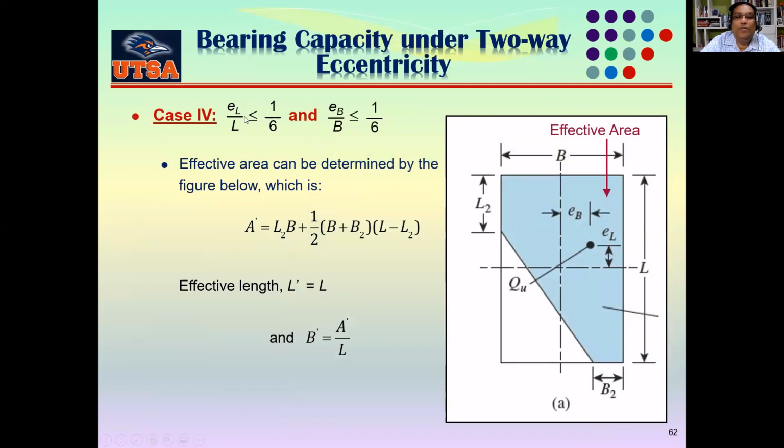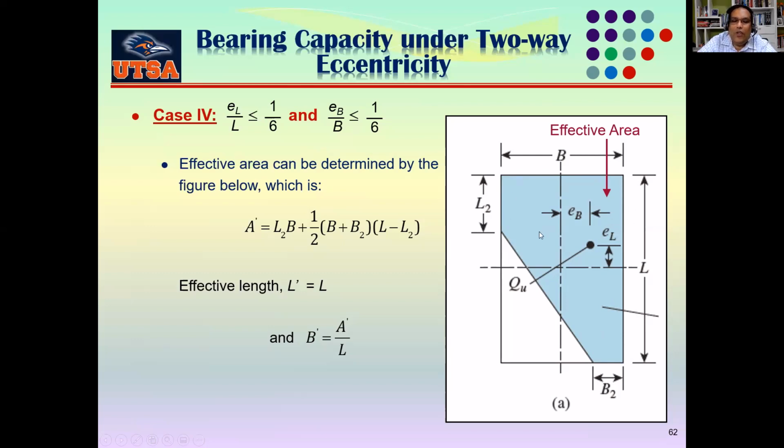Now, case 4. Case 4 is both of them: EL by L is less than or equal to 1/6, or EB by B is less than or equal to 1/6. As I said earlier, if they are equal, then basically the line would look like this. So B2 and L2 both would be 0 if they are equal to 1/6. If they are less than 1/6, then in the B direction or L direction, you don't see any 0 here. So this is your total area.